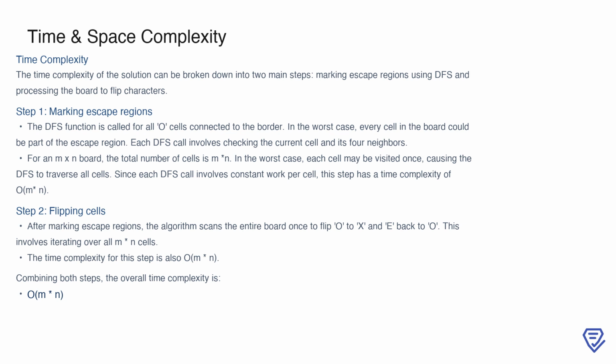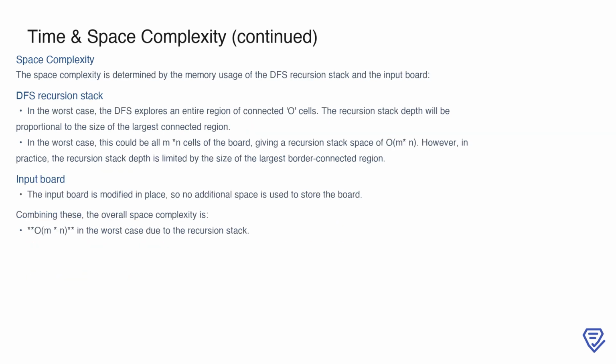Next, in the flipping step, the algorithm scans the entire board to convert O to X and revert E back to O. This also involves iterating over all m times n cells, giving another O(m*n) complexity. When combining these two steps, the overall time complexity for the solution is O(m*n). Now, let's examine the space complexity.